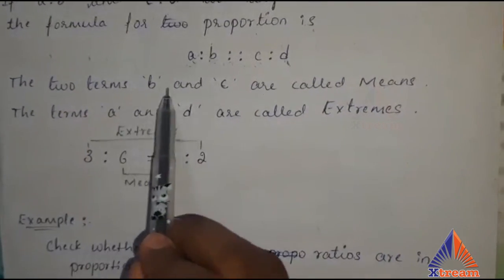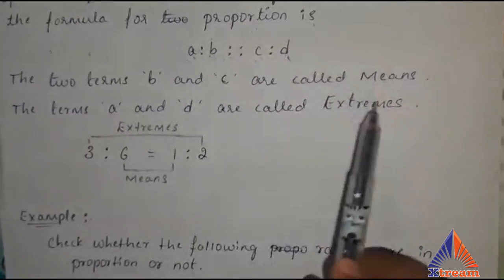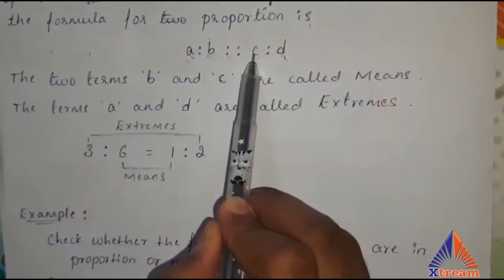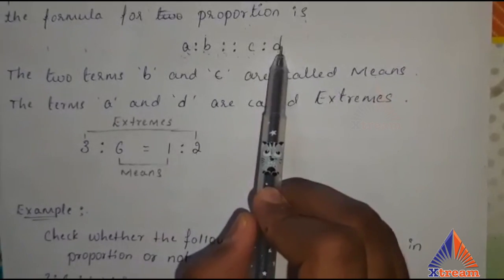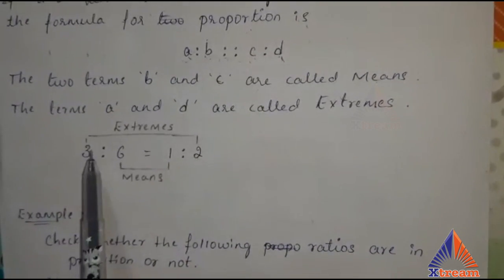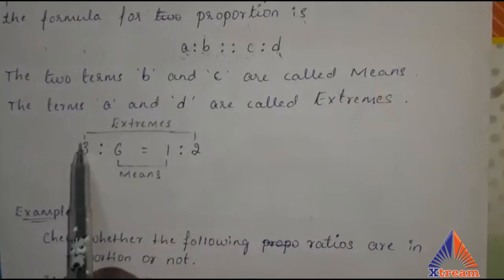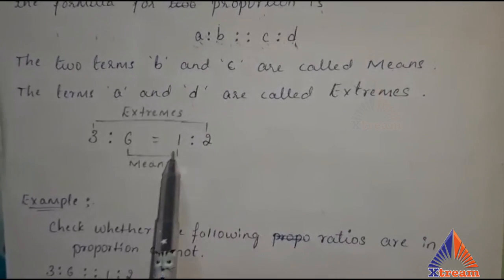The two terms B and C are called means, and the terms A and D are called extremes. So these inner two terms are called means and the external two terms, which are at the corners, are called extremes. The formula for proportion is: the product of extremes is equal to the product of means. As these are extremes, we have to multiply these two, and also we have to multiply the means.